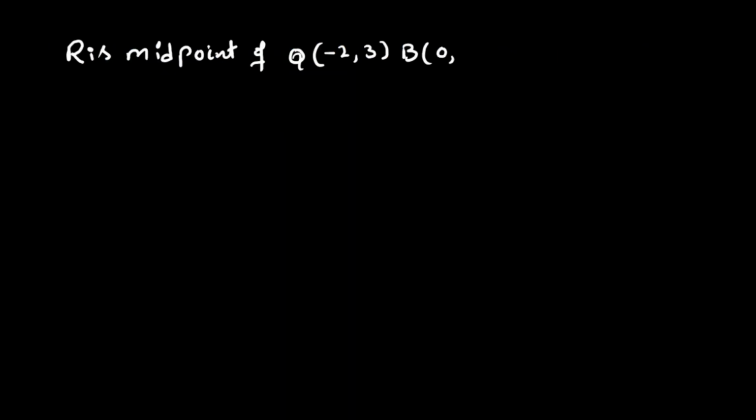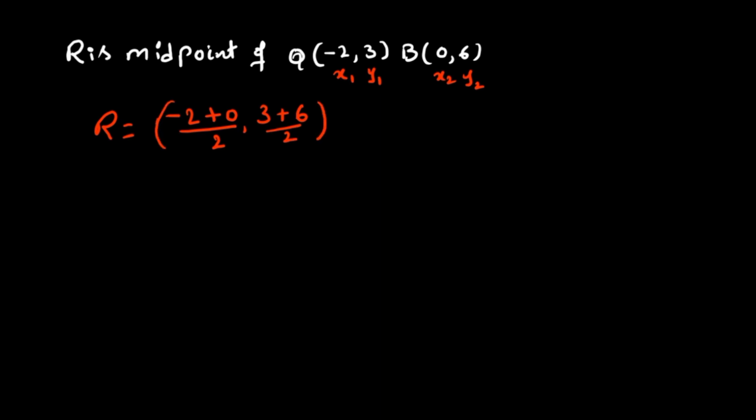As usual, this is x1 y1 and this is x2 y2. So by the midpoint formula, R equals x1 plus x2 by 2, which means minus 2 plus 0 by 2, and y1 plus y2 by 2, 3 plus 6 by 2. So minus 2 plus 0 we get minus 2 by 2, and 6 plus 3 is 9 by 2. So the 2s get cancelled here. We have minus 1 comma 9 by 2.